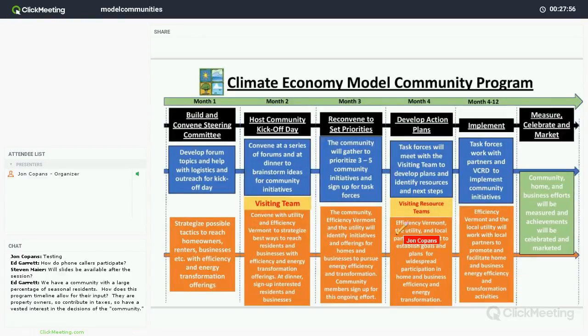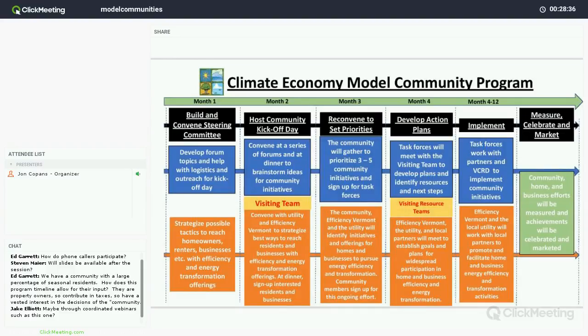The orange track that you see here is also an important part of this program, and is really focusing on homes, businesses, and other institutions in a community and efforts that they can take on at the home level and the business level. And this is really where our partners at Efficiency Vermont, Green Mountain Power, and our local utilities will be key to making this happen, okay? So Efficiency Vermont and Green Mountain Power will partner with the steering committee and with us here at VCRD to think about what are some efforts that can be engaged at the home and business level.